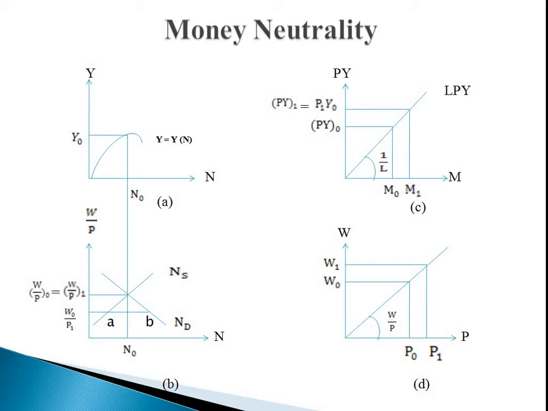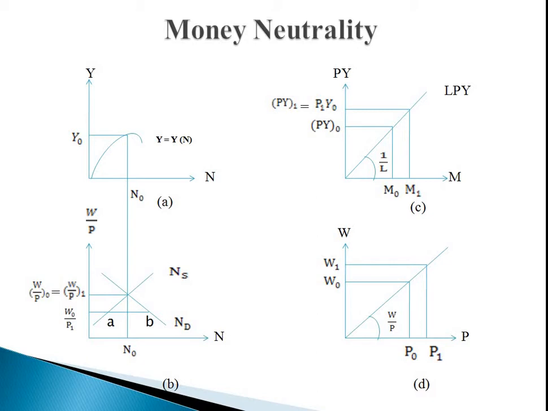Now how does this increase in money supply and price level affect the real variables? For this we consider part B of the figure, which shows us the labor market equilibrium. The increase in price level from P0 to P1 leads to a decrease in the real wage from W by P0 to W0 by P1, as we can see in the figure. We see that W0 by P1 lies below W by P0. Now at this decreased real wage, we can see that labor demand exceeds labor supply by an amount AB.